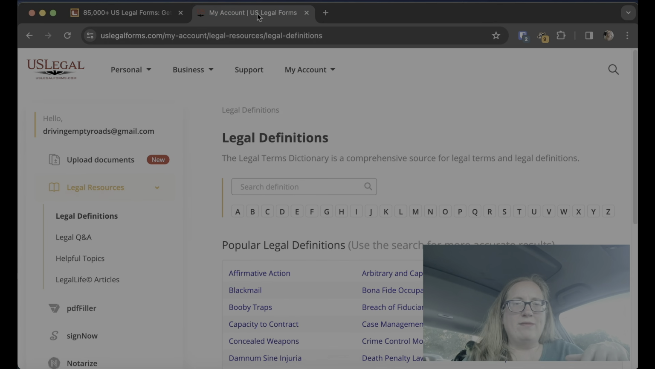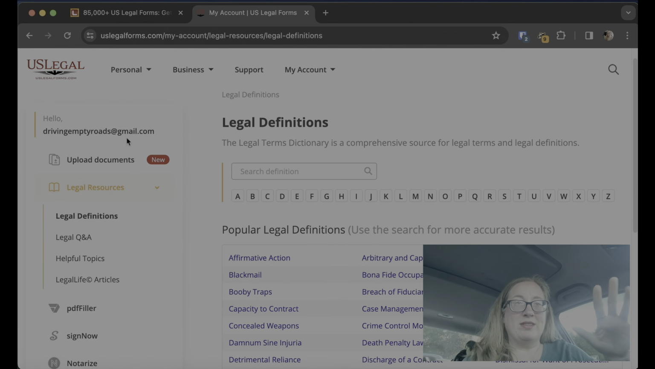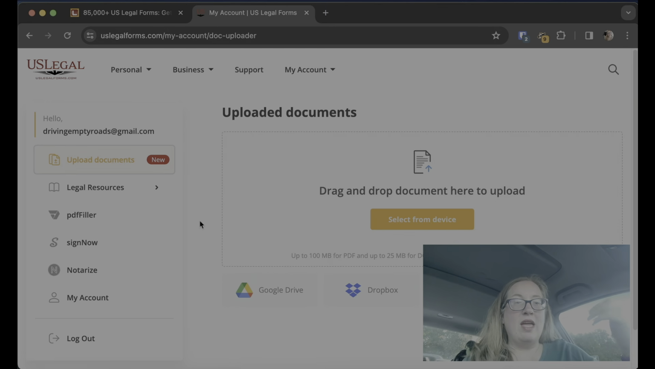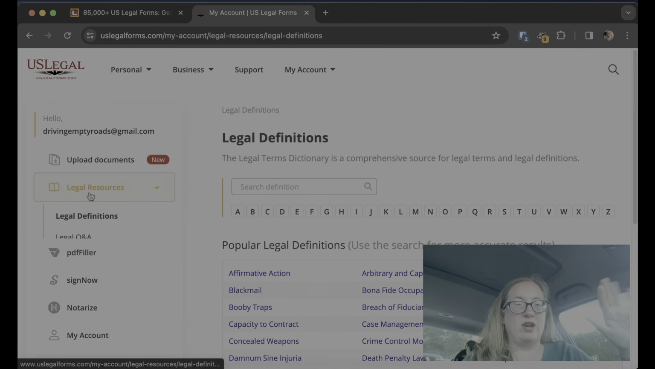All right, so I've logged into my account, and this is the account for my other business, for my LLC that owns my YouTube channels. And that's why it's a different Gmail address. You don't message this for legal things. When you go into your account, you can upload documents that you already have if you want to use their signing services or any of that notarization, any of that kind of stuff.